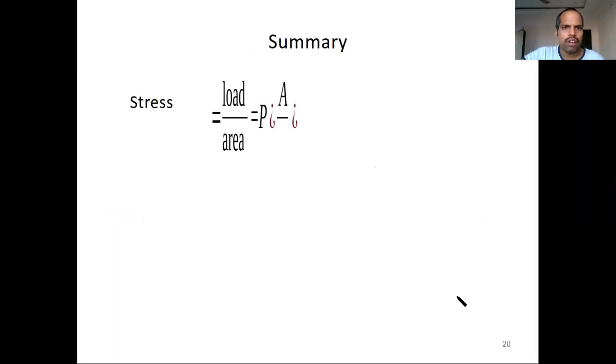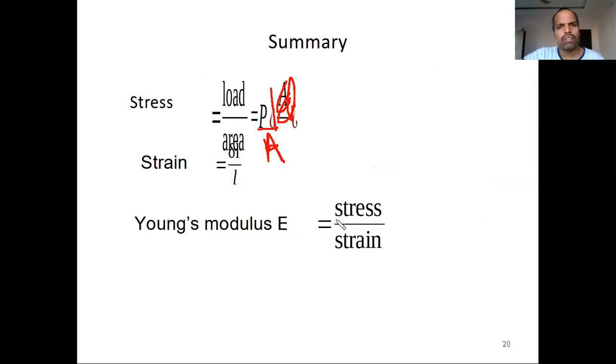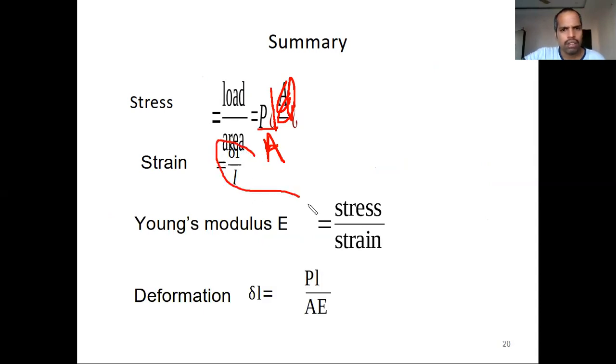Now let us summarize what we have discussed. We have discussed stress, load by area, P by A, and strain is equal to delta L by L, and Young's modulus is equal to stress by strain. Deformation is equal to PL by AE. Whatever we have done, only these three formulas.